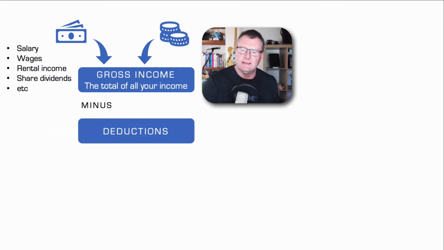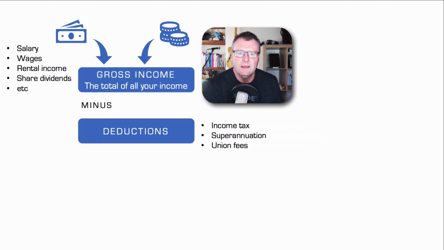We take away from that some things we call deductions. Now you don't even see these. All right, so your employer, the people who employ you, will take these out of your gross before you get any money. So these might be things like income tax, superannuation, which is money that gets taken out of your pay and put aside for when you retire to help fund your retirement, union fees, things like that.